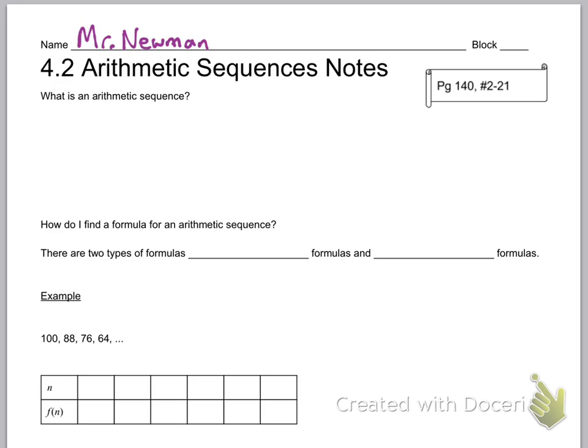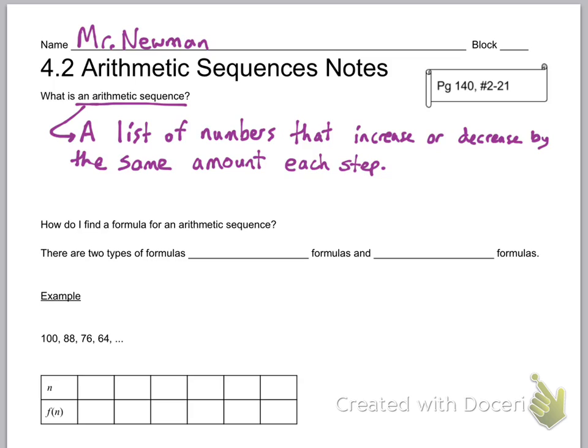First of all, what is an arithmetic sequence? Well, a sequence is just a list of numbers, so this is a list of numbers that increase or decrease by the same amount each step. For example, 3, 5, 7, 9, that's an arithmetic sequence because it increases by 2 each time. 100, 92, 84, 76, that's an arithmetic sequence because it decreases by 8 each time.